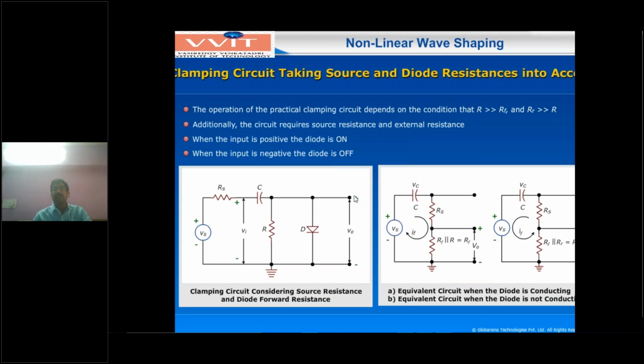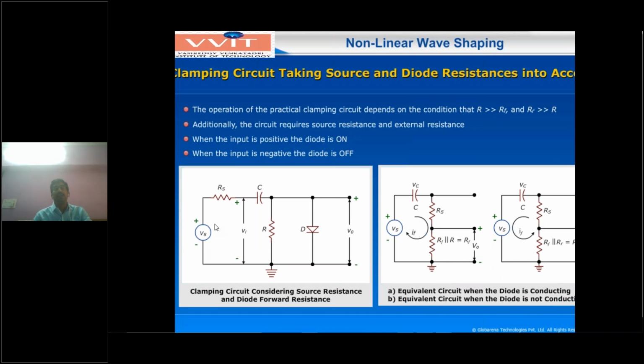Again, the same circuit will be redrawn here, and in the diode forward bias condition it will be RF resistance. So RF is a small value, 10 to 100 ohms, and R is in kilo ohms. These two in parallel give a resultant resistance of RF. That's why R parallel with RF equals RF. Now the output voltage is taken across the diode, or RF.